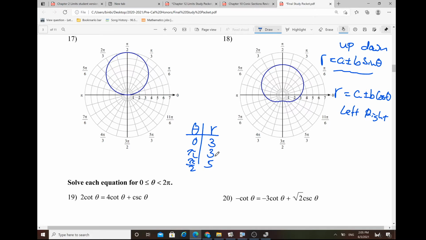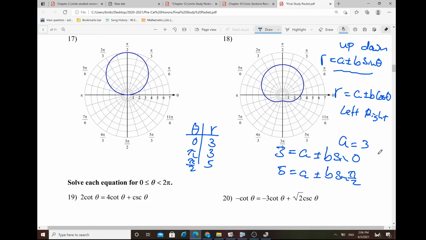So by using this, we can set up the equation. 3 equals a plus minus, we don't know what that is yet, but we do know that's sine, so b sine of 0. And then the other one, pi over 2, the radius would be 5. So a plus minus b sine of pi over 2. If you notice, sine of 0 is always 0, so times b is 0. So what's left here?